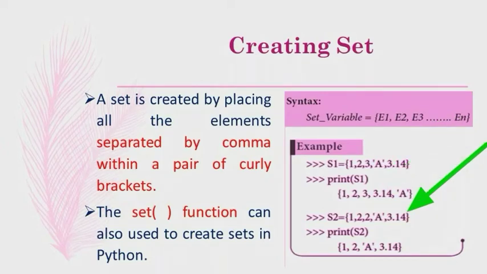See the next example. S2 is equal to 1, 2, 2, A, 3.14. Here a duplicate value is given, which means 2 is given two times. But Python accepts only one element among the duplicates, which means Python removes the duplicate value because a set in Python cannot have duplicate elements. So here this 2 will be removed from this set. The output will be printed like this: 1, 2, A, 3.14. And one more thing, when you print the elements from a set, Python shows the values in a different order.